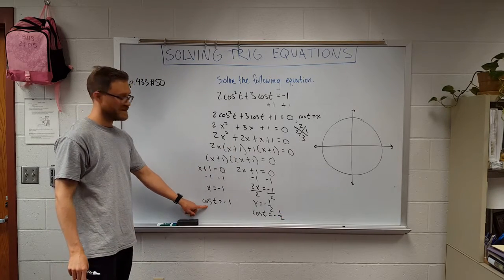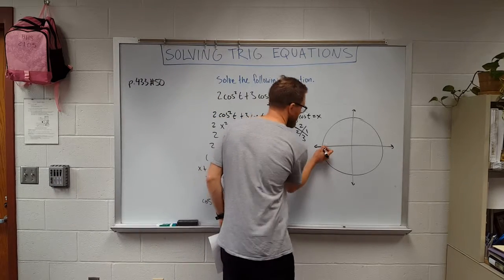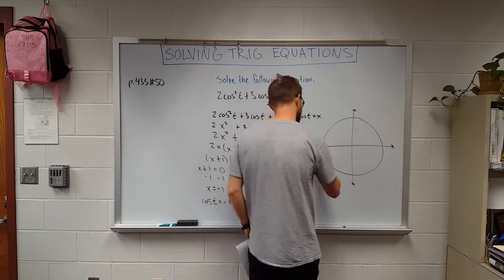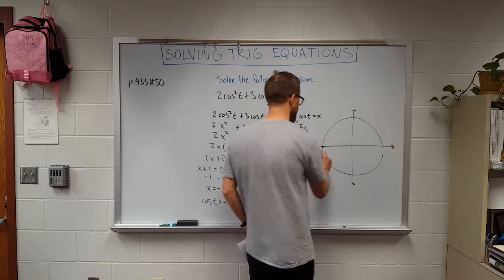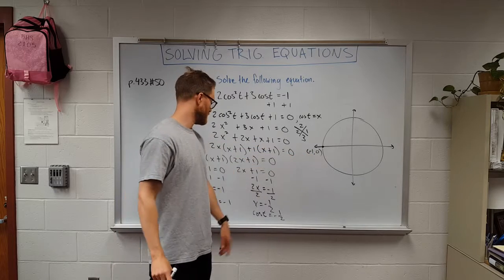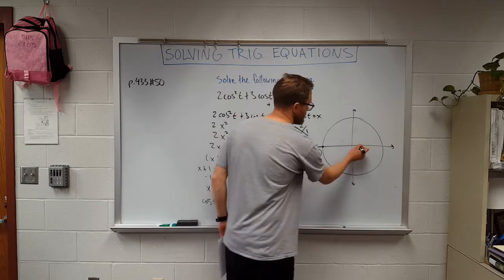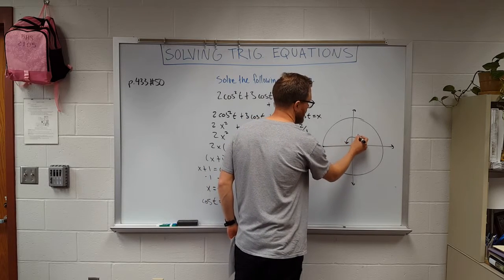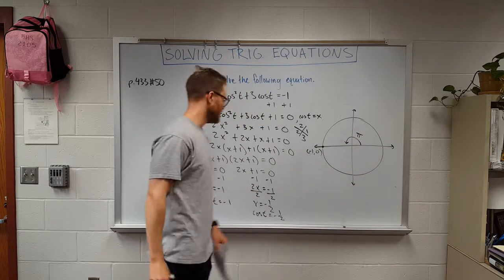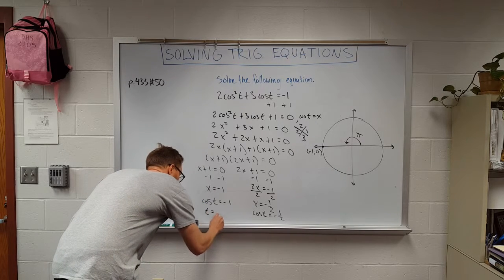We'll start with cosine t equals -1. That occurs here because the coordinates of this point are -1, 0. X is the, or cosine is the x coordinate. All right? So that angle is going to be pi. All right, so our solution over here is going to be t equals pi.